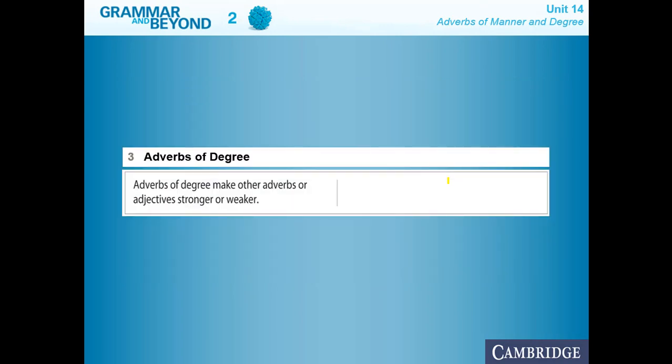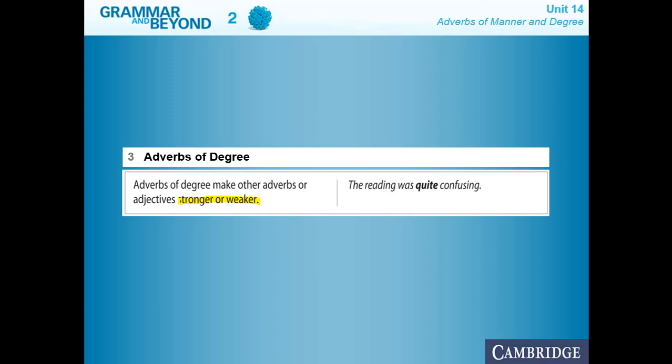Now we go to the other kind of adverbs that we have, and this is adverbs of degree. The first ones were adverbs of manner, and they describe how an action is performed. In here we have adverbs, and these adverbs make other adverbs or adjectives stronger or weaker. Okay.